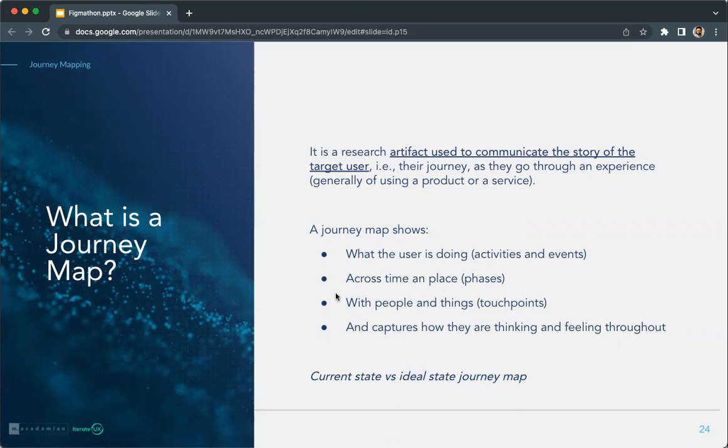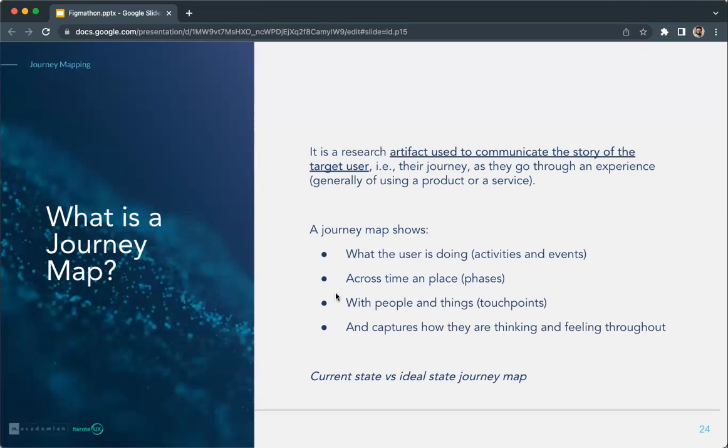You also want to capture how they're thinking and feeling throughout this journey. So the journey basically puts in context what the user is doing, what their goals are, who they're interacting with. So you have a clear understanding of what their experience looks like as they're going through the process of achieving that goal. And having that understanding can help you identify what you can do to improve that experience, improve that journey of achieving that goal. And that's what is meant by current state versus ideal state journey map.